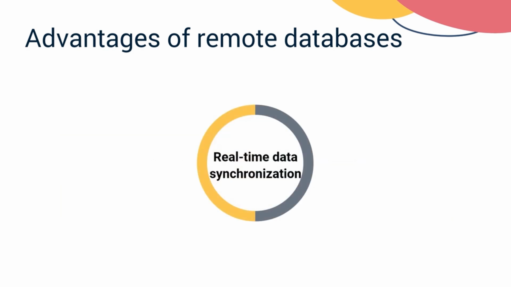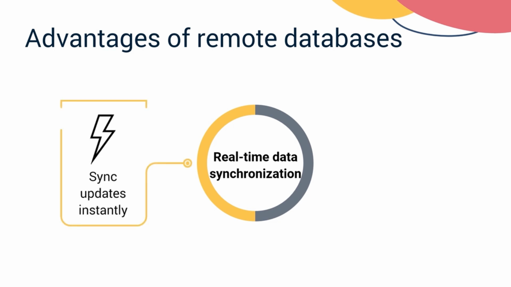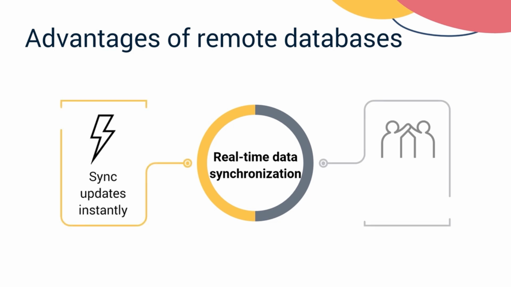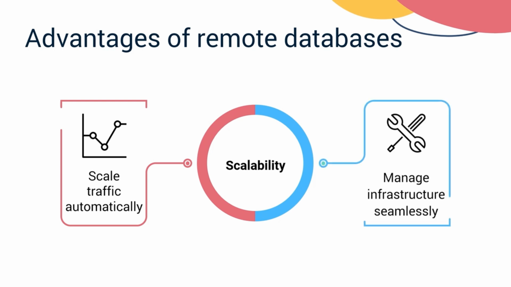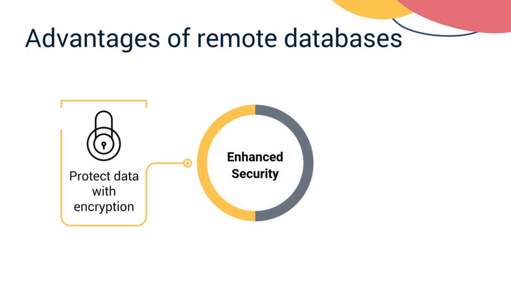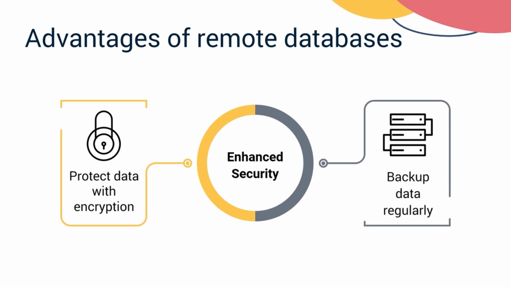Real-time data synchronization ensures users see updates immediately without manual refreshes. Collaboration is easy, as multiple users can simultaneously work on the same data. Remote databases automatically scale to accommodate increased traffic, ensuring performance during high-demand periods. Managed infrastructure lets developers focus on their apps, while the system handles scaling and server maintenance. Enhanced security features such as encryption and access controls protect user data. Automated backups ensure data protection and recovery, safeguarding against loss.